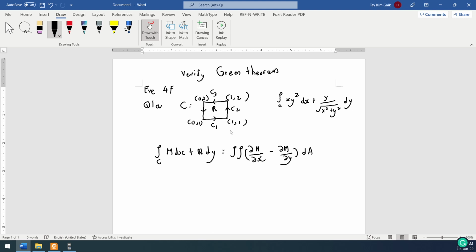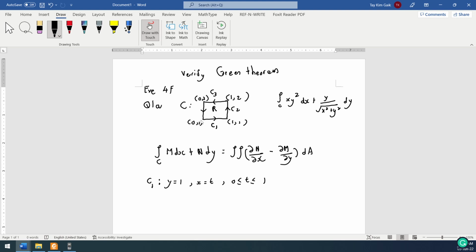So if you do the left hand side, then you have to do curve C1. Let's look at curve C1. You notice C1 is actually y equal to 1. Look at the coordinate: x goes from 0 to 1, but y is 1. X is a variable moving from point 0 to 1. That's why I will let x equal to t, and then x moving from 0 to 1, so t moving from 0 to 1.